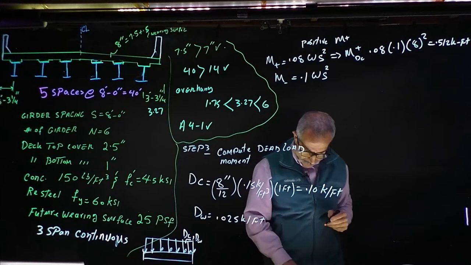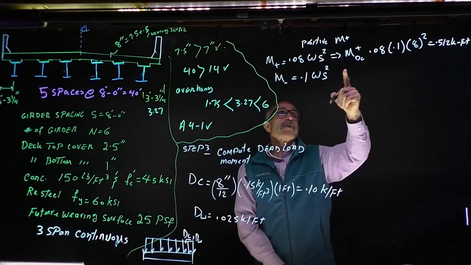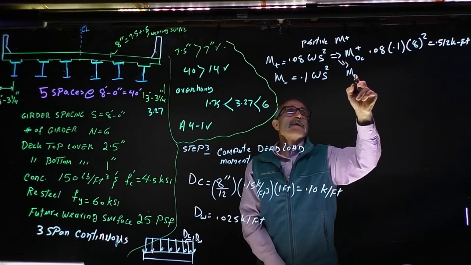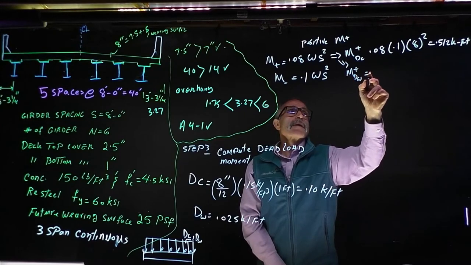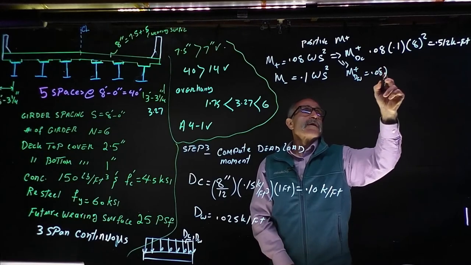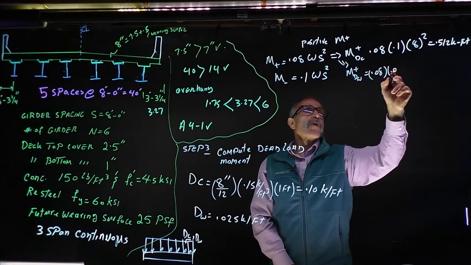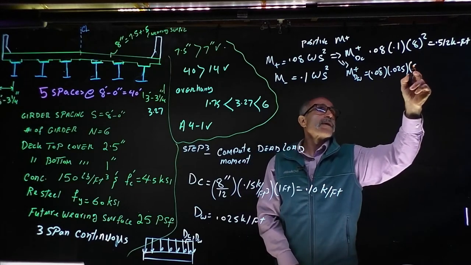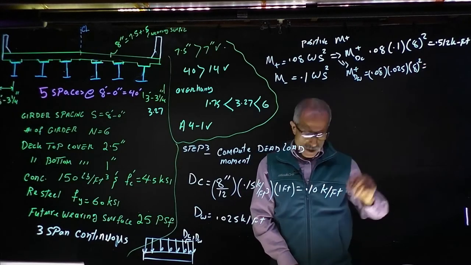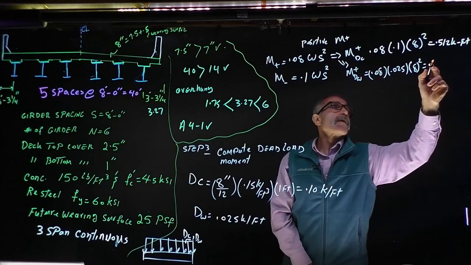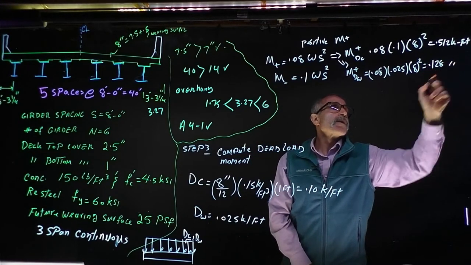And now we're going to go ahead and do the same thing for MDW. MDW positive is going to come out to 0.08 times 0.025 times 8 squared. And that comes out to 0.128, same unit, kip-foot.